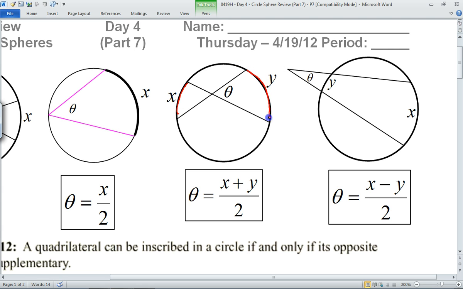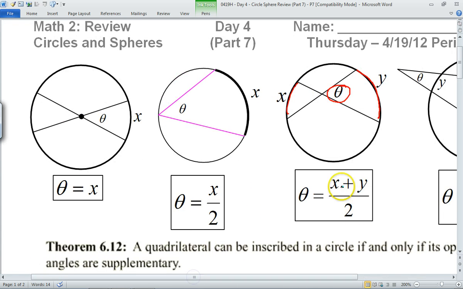So add them up and divide by 2. That will give you the angle. That's when it's inside the circle. If you have an angle going outside of the circle, it's almost the same thing, but it's subtraction instead of addition. So big arc minus small arc divided by 2. So let's see how this would show up in a problem.